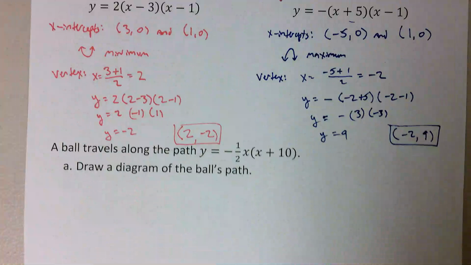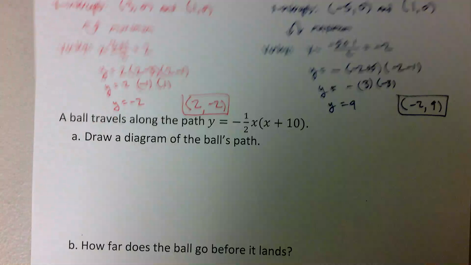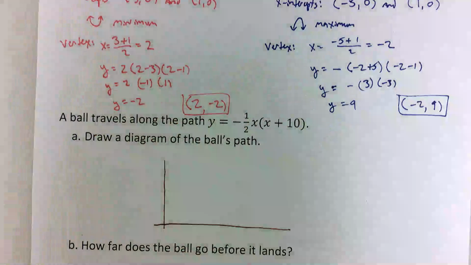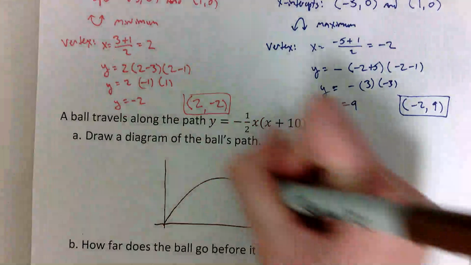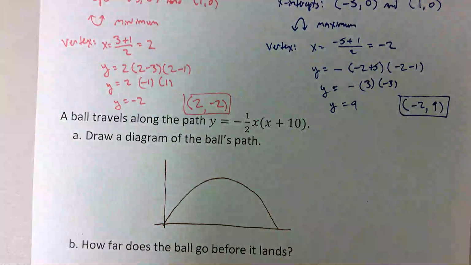All right, so now a little mini application here. We get a ball that goes up in the air and it falls along this path. So we're going to start by diagramming this, and we're going to add in whatever numbers we can in our diagram. So the ball is going to go up in the air and then it's going to come back down, right? So what do I know about this?